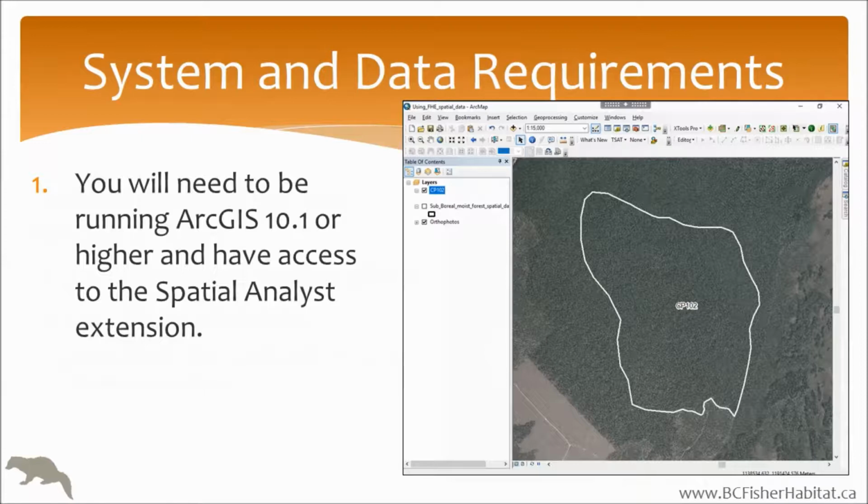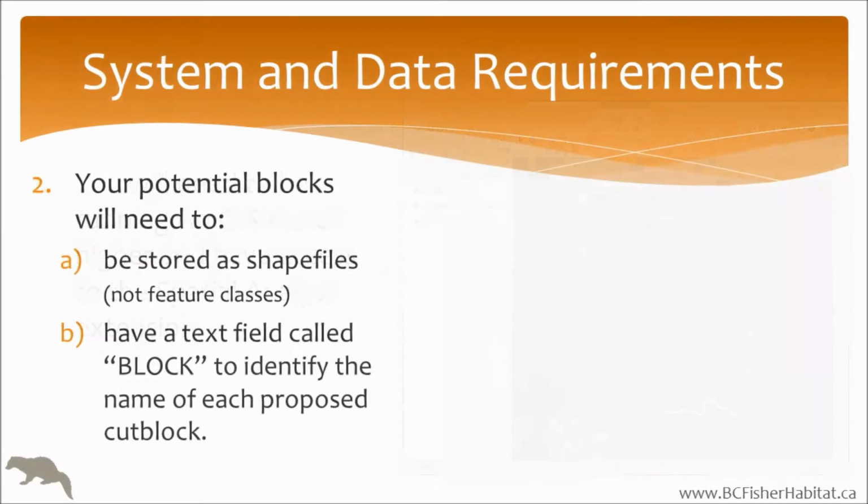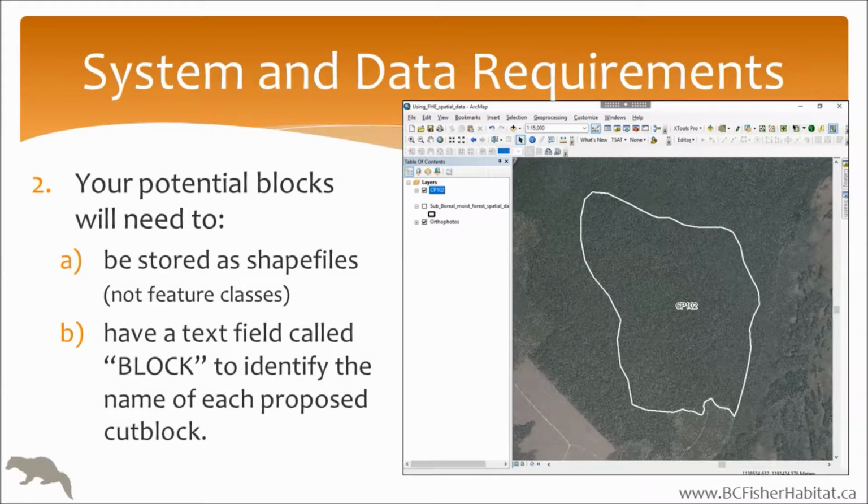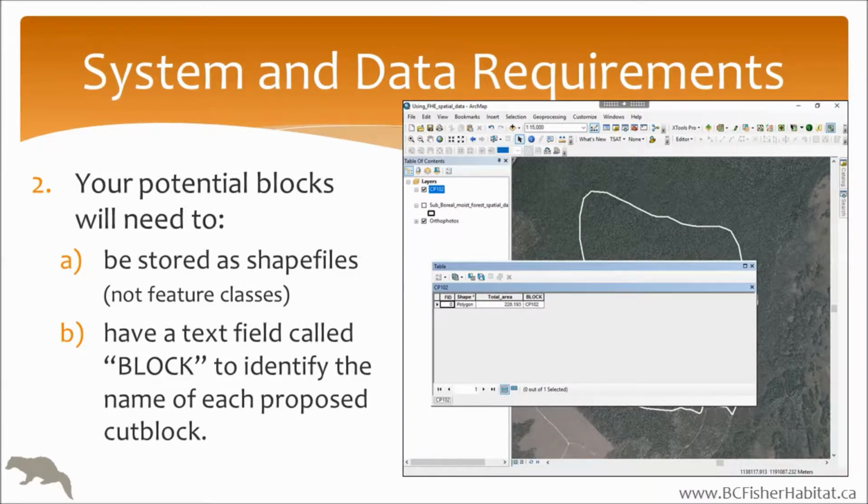Included in the geodatabase, we have developed a special fisher habitat tool to help you identify retention targets for your blocks. A few things to note. You will need to be running ArcGIS 10.1 or higher and have access to the Spatial Analyst extension. Second, your potential blocks will need to be shapefiles, not feature classes, and have at least one field in the attribute table that is called block to identify the name of the block. The tool will not run without this field occurring in the shapefile.